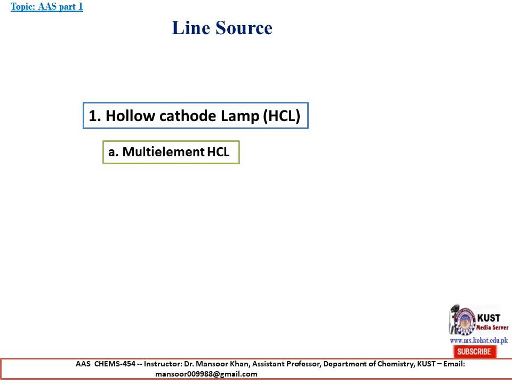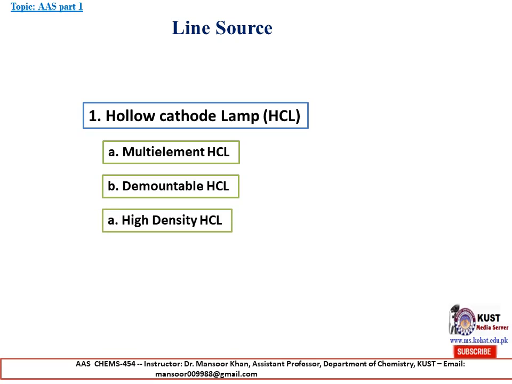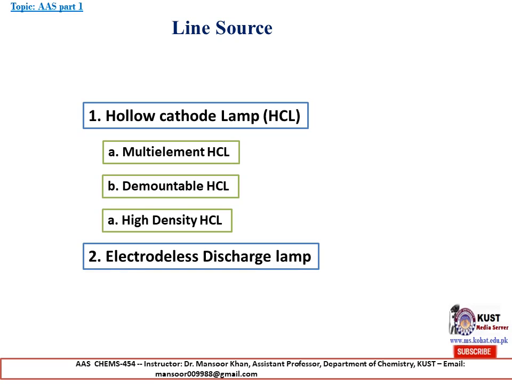For example, a multi-element hollow cathode lamp. In this hollow cathode lamp we can determine different metals using one hollow cathode lamp. That's why it is called a multi-element hollow cathode lamp. Then there is the demountable hollow cathode lamp, and the high density hollow cathode lamp.